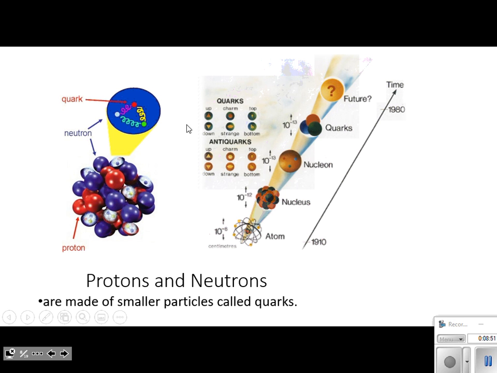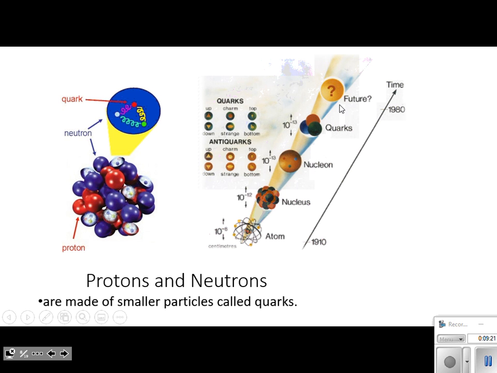Now, here are the quarks. There are 6 different quarks. And you don't need to know this, but I'm just going to tell you. Here are the unique and creative names that they gave these quarks: up, down, charm, strange, top, bottom. Okay, pretty creative names, aren't they, for quarks? So, these quarks make up the protons and neutrons.